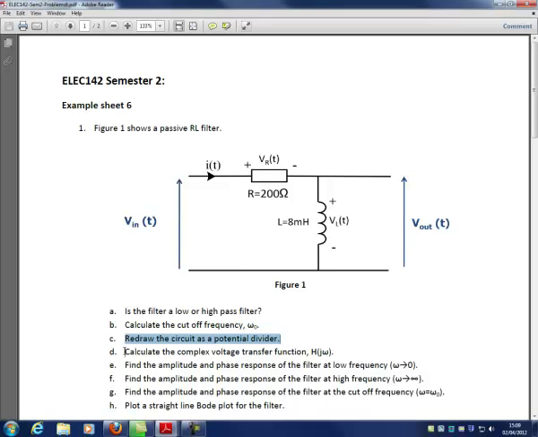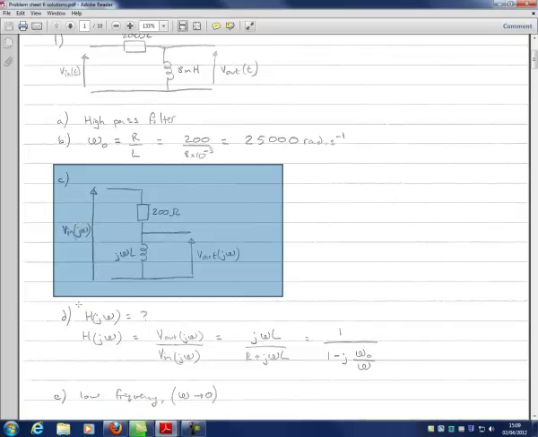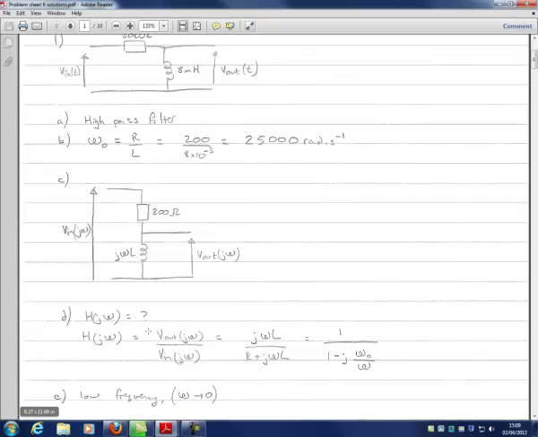So that's done. Next up, D, calculate the complex voltage transfer function H j omega. So what that means is H j omega is simply equal to the output voltage V out j omega over the input voltage V in j omega. The j omega just represents the fact that it changes as the operating frequency changes. So we can see from this that because it's a potential divider, we can draw this as j omega L over R plus j omega L.